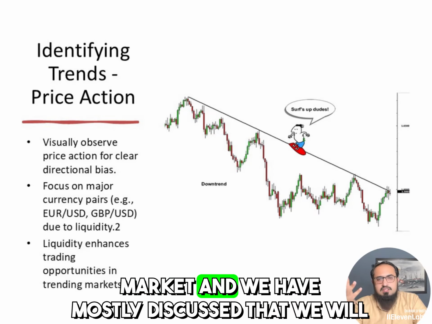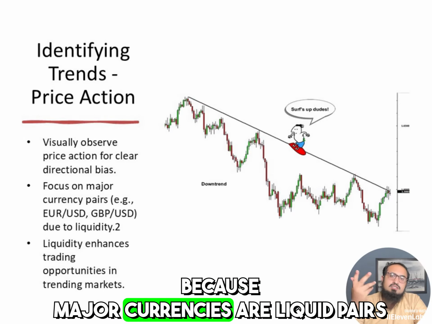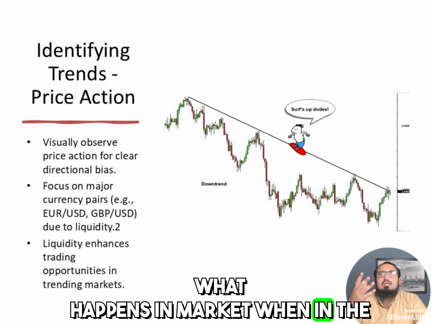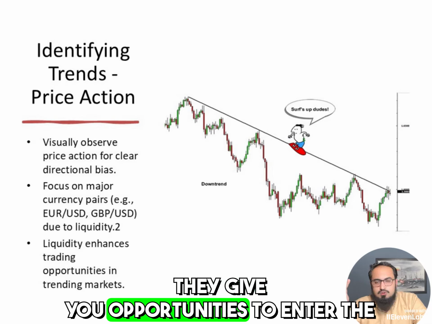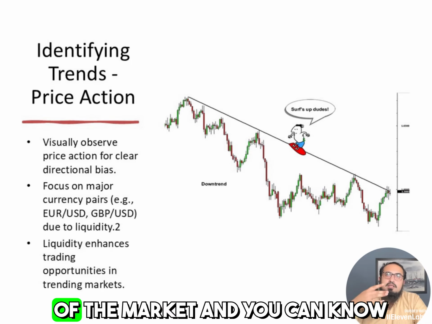And mostly what we discussed earlier, we will try to stick to major currency trading, because majors are liquid pairs, in which market trending is good. In liquid pairs, what happens is that when the market is in a trend, it keeps on following the trend. They give you an opportunity to enter. In non-liquid pairs, what happens is that the market has gone in a direction.